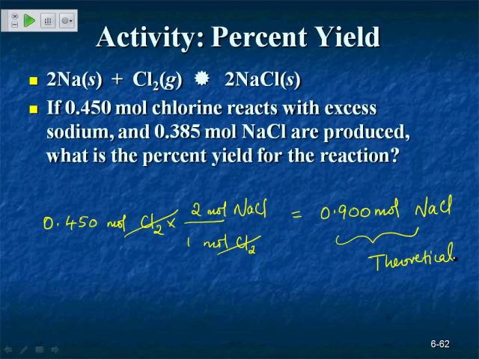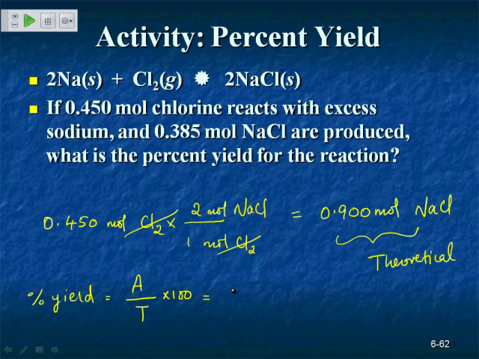Now let us see, how much did you actually produce? 0.385 moles. Therefore, percent yield. What is the percent yield equation? Percent yield is A over T multiplied by 100. Remember that. It's one of the easiest equations you can get from this chapter. A over T, A for actual, T for theoretical.